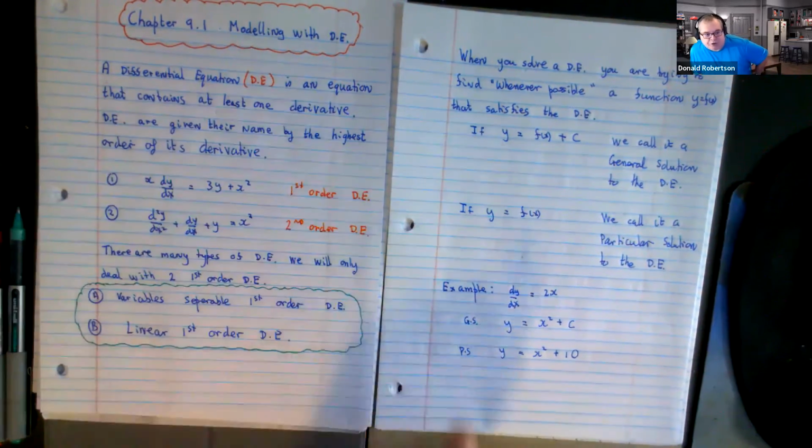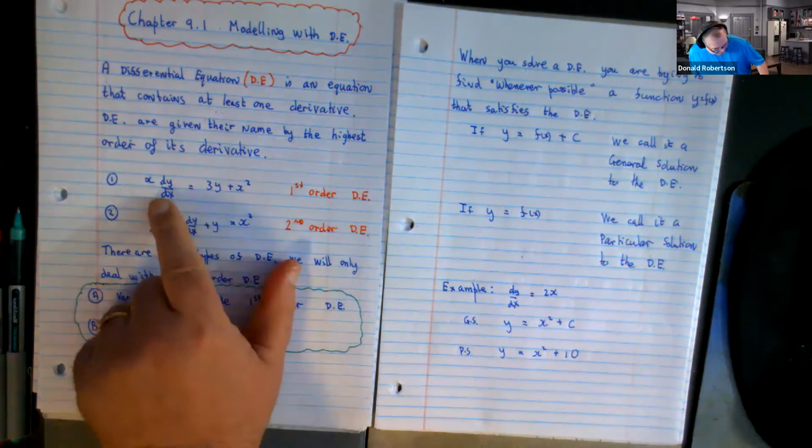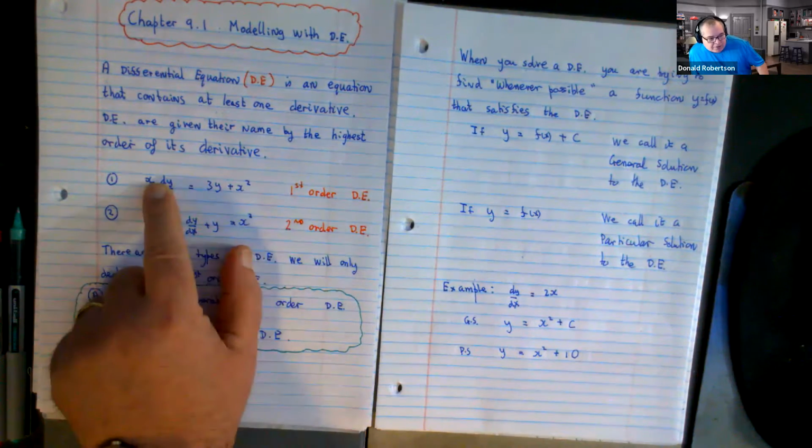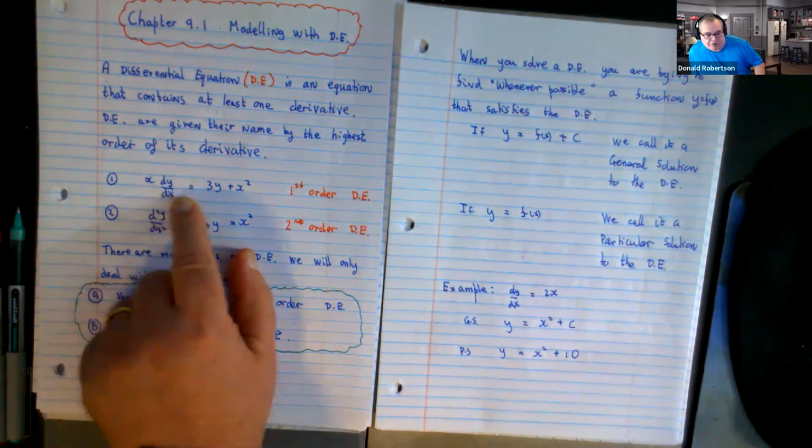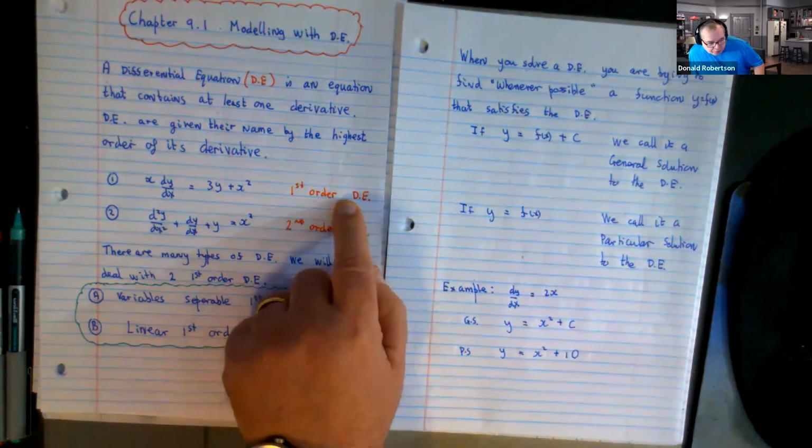A differential equation, everybody calls them DE or Diff Ec for short, is simply an equation with at least one derivative in it. And differential equations are given their name by the highest order of their derivative. So if you have a differential equation like this one, the highest derivative it's got is a first derivative. So these are called first order differential equations.